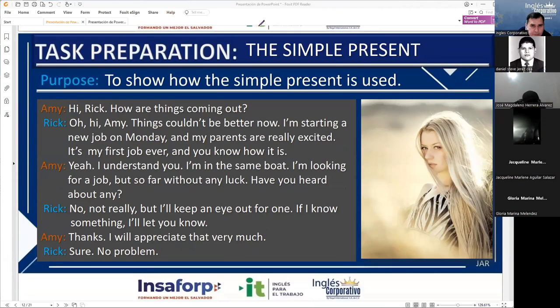Okay, there are 11 people out. Okay, we are only 11. Okay, let's see. The simple present. To show how the simple present is used.